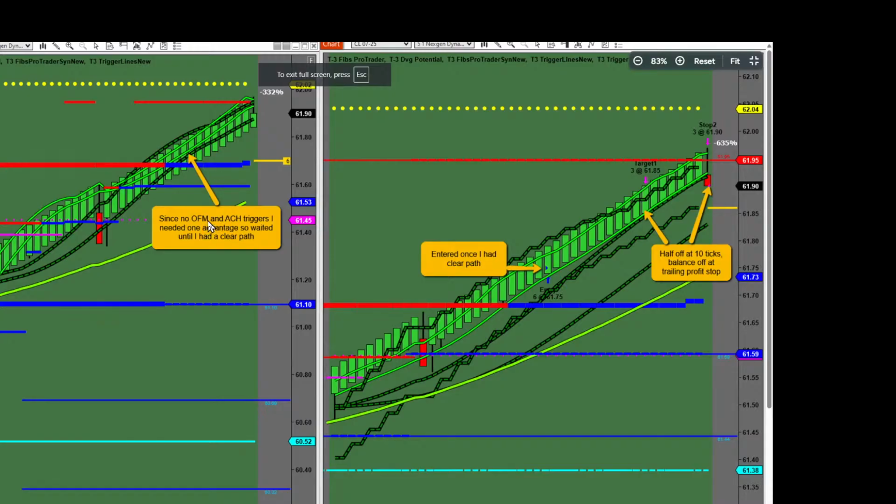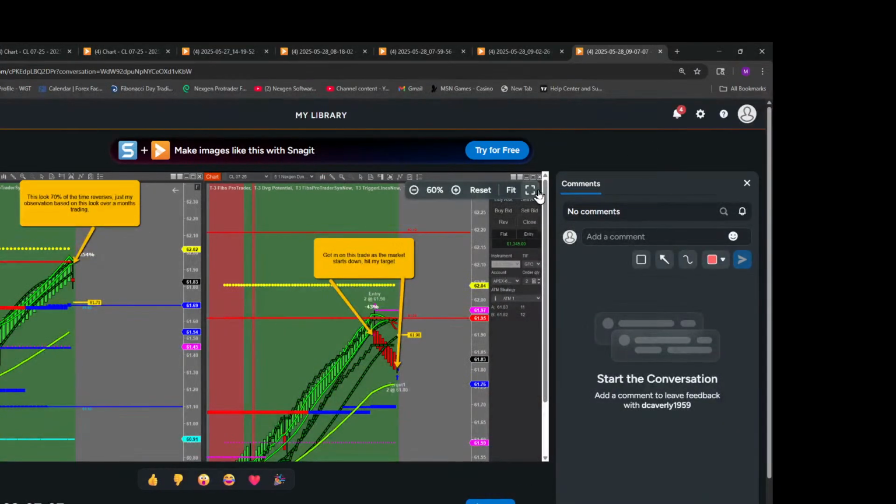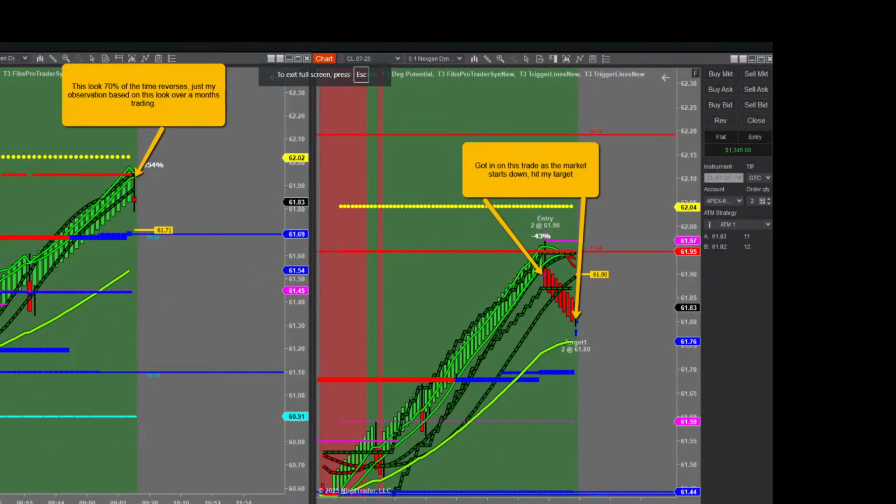Anything can happen. Not odds favorable. Needed one advantage, so you waited until he had a clear path. Once he had a clear path, he did have odds favorable on the small chart. He just rode that momentum up to the fib. Nicely done, Pete. Good looking, taking advantage of that clear path and momentum on the small chart. This look 70% of the time reverses, just your observation based on this look over a month's trading. Got in this trade as the market starts down, hits your target.